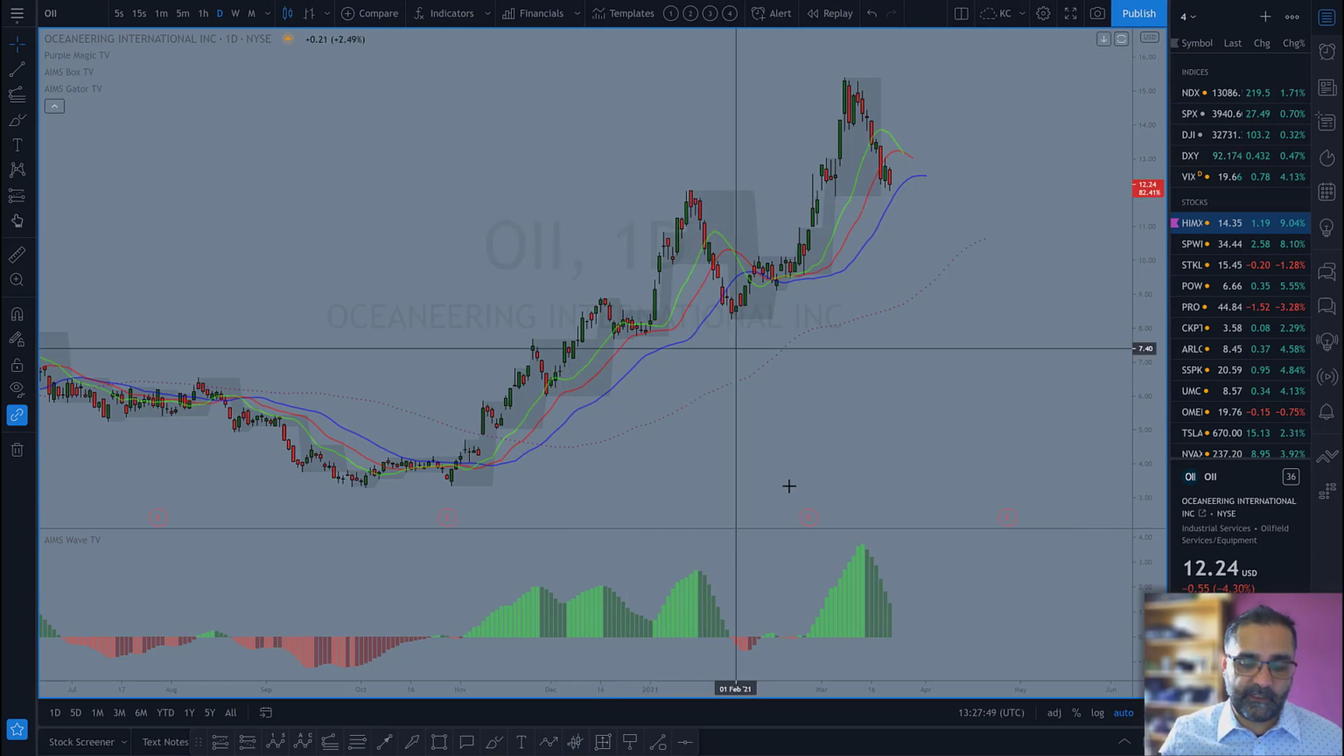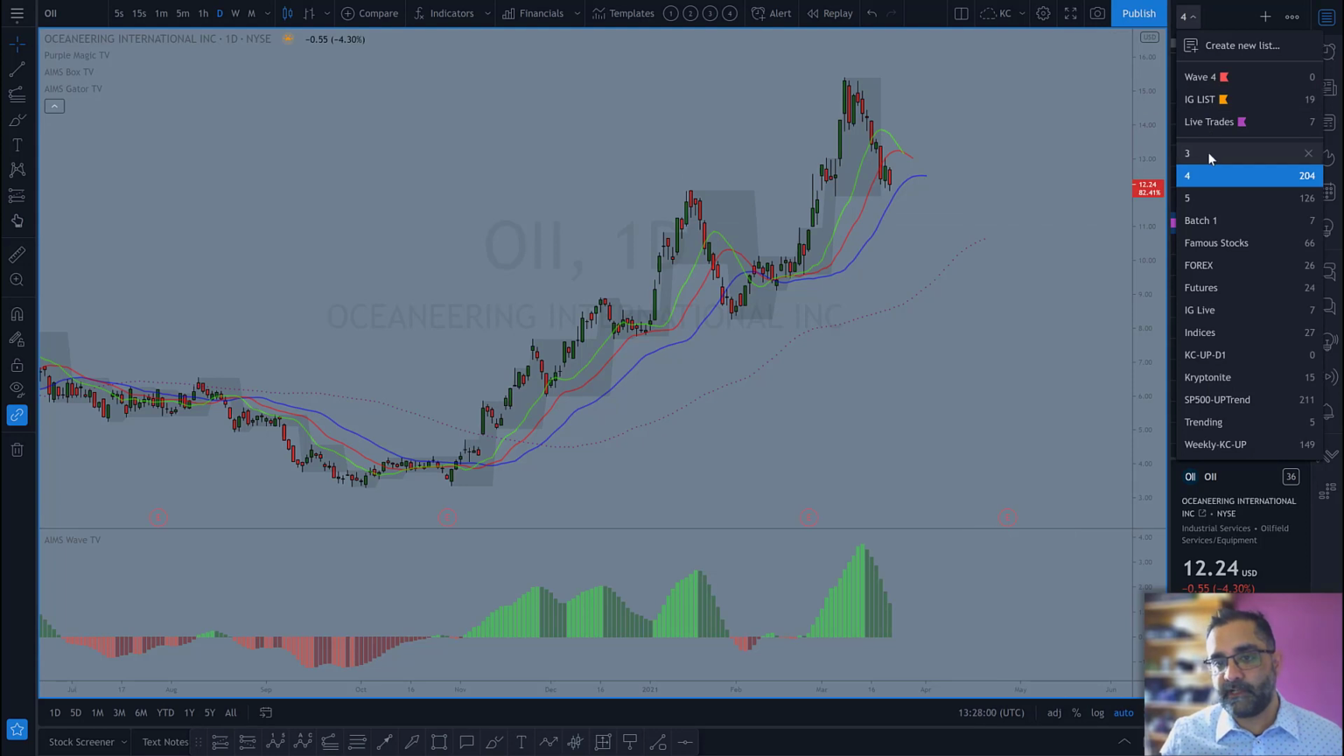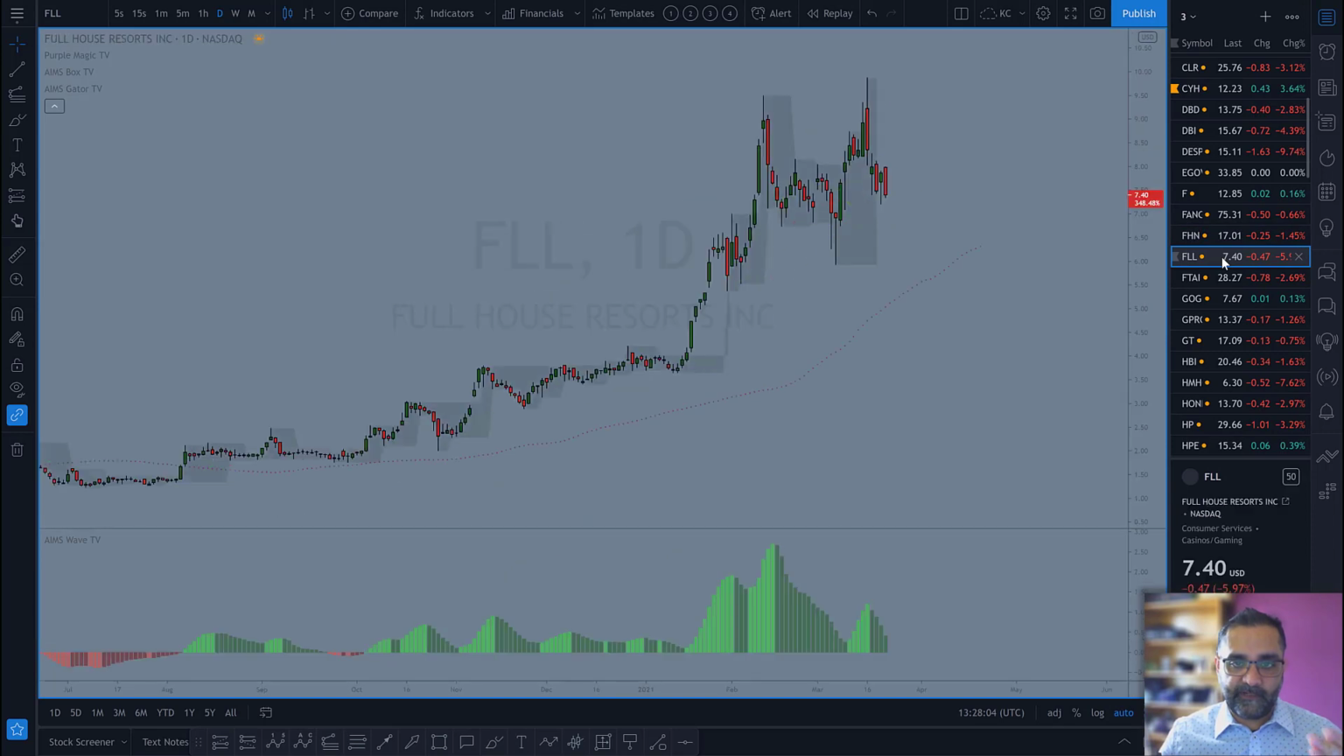We can see a 3, 4, and 5. Maybe this is a new 3. So if this becomes a new 3, this will become a 1, 2, and maybe there is more in this. So that's how I keep my watch list now. I have a list of all the stocks that I think are in wave 3.